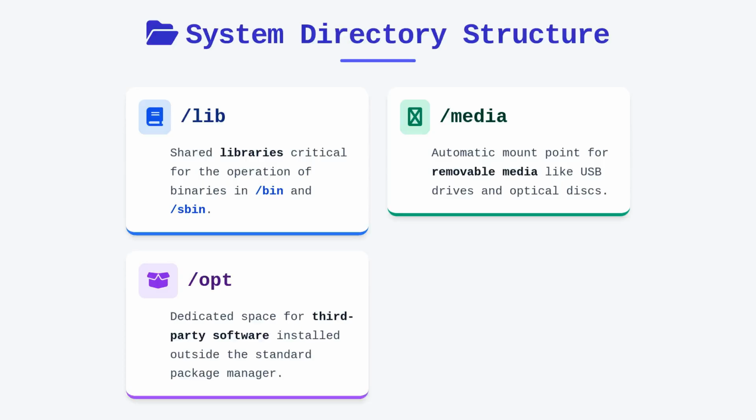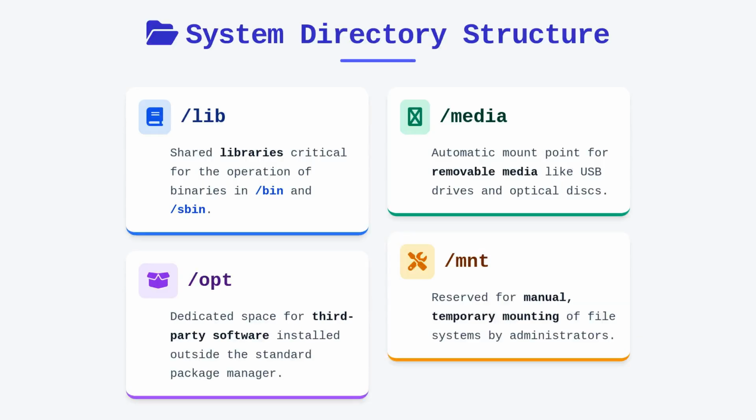For hardware peripherals, we use /media and /mnt. The /media directory is typically used for mounting removable media like USB drives or optical discs, while /mnt is traditionally reserved for manual, temporary mounting of file systems by an administrator. This separation allows the system to manage its own resources while providing you with clean, predictable touchpoints for accessing additional storage or external devices.